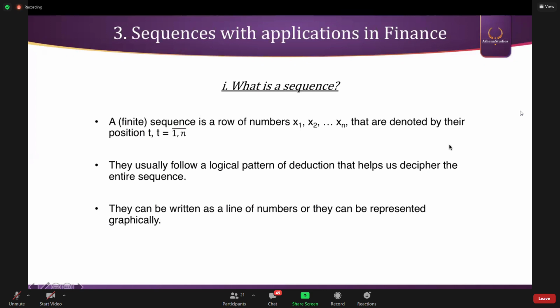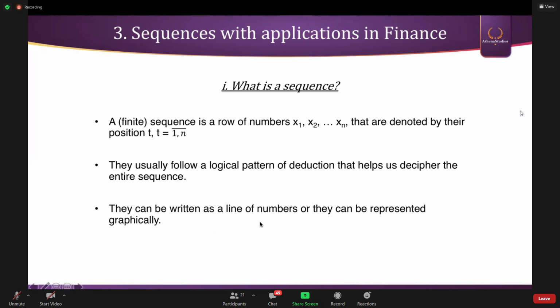What is a sequence? A sequence or a finite sequence is represented by a row of numbers x1, x2, xn that are denoted by their position t. The position t takes the numbers 1 to n. This mathematical representation means that t takes all the values from 1 to n, all the natural values. So 1, 2, 3, 4, until however long is n. They usually follow a logical pattern of deduction that helps us decipher the entire sequence. It means that there is a rule that helps us understand how to find the next term of our sequence.